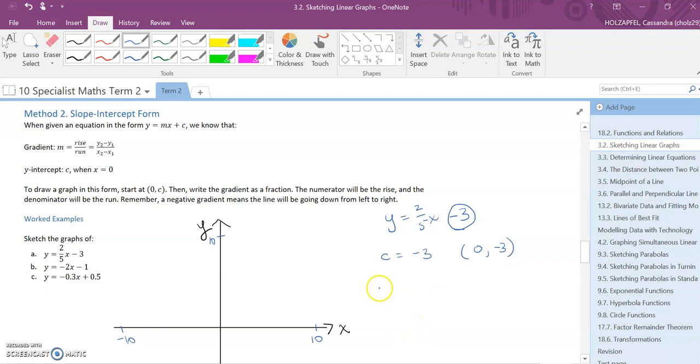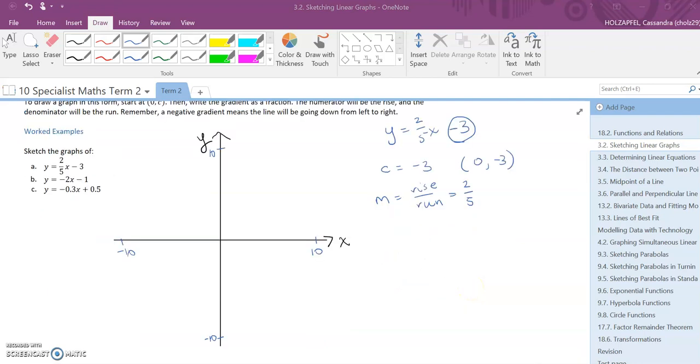The other piece of information that we need to know is the gradient. So the gradient, remember, is the rise over the run. Now, since our gradient is already in fractional form, we know that for every 2 that it's going to go up, it's going to go 5 across.